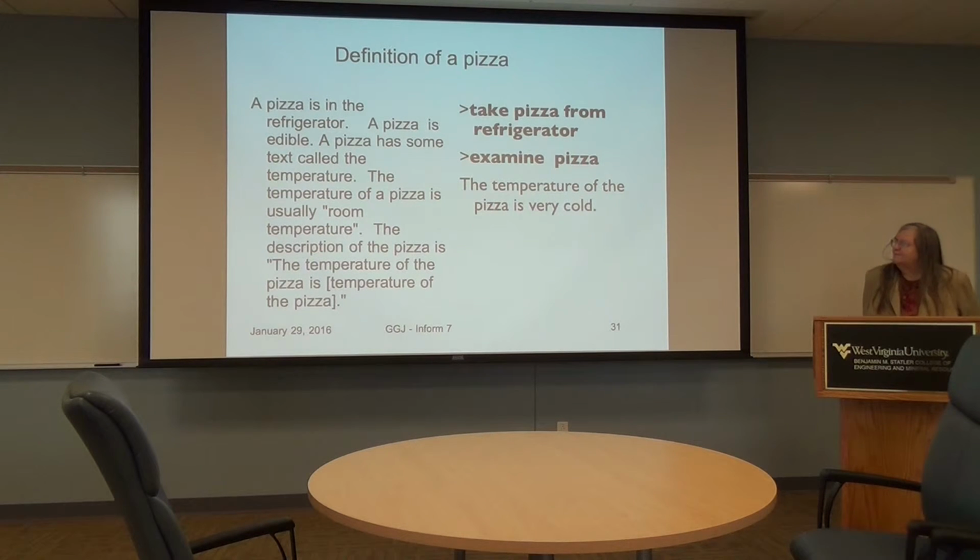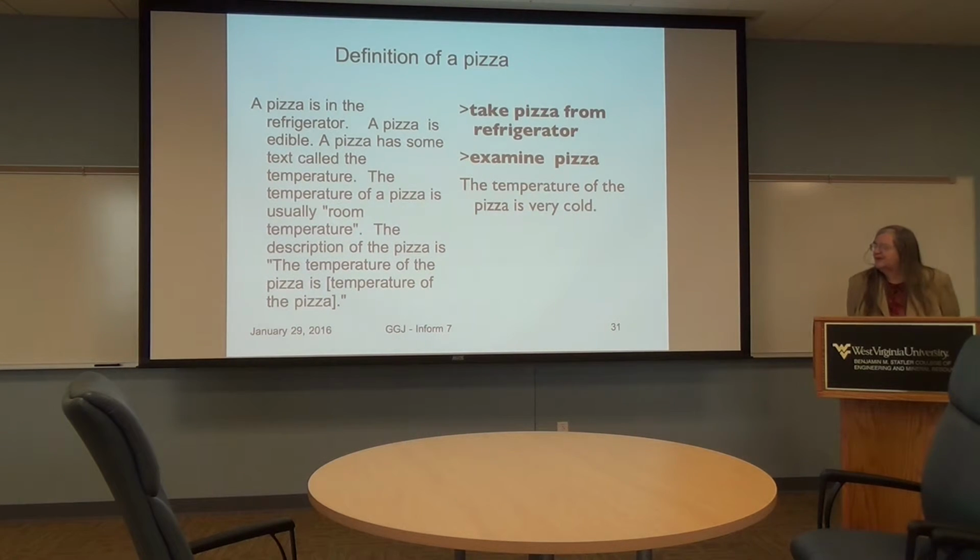Part of my quiz is a pizza is in the refrigerator. A pizza is edible. A pizza has some text called the temperature. That's an attribute or a field. The temperature of a pizza is usually "room temperature". The description of the pizza is, the temperature of the pizza is, left square bracket, temperature of the pizza, right square bracket. This is my other use of square brackets.